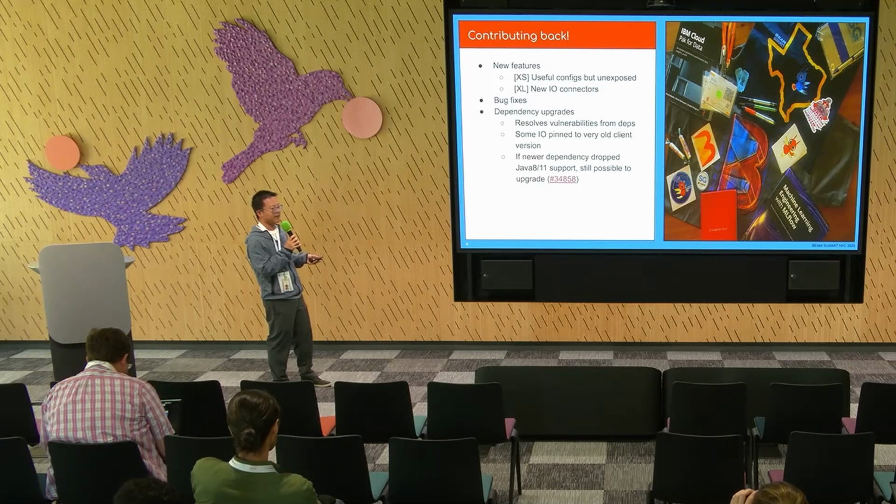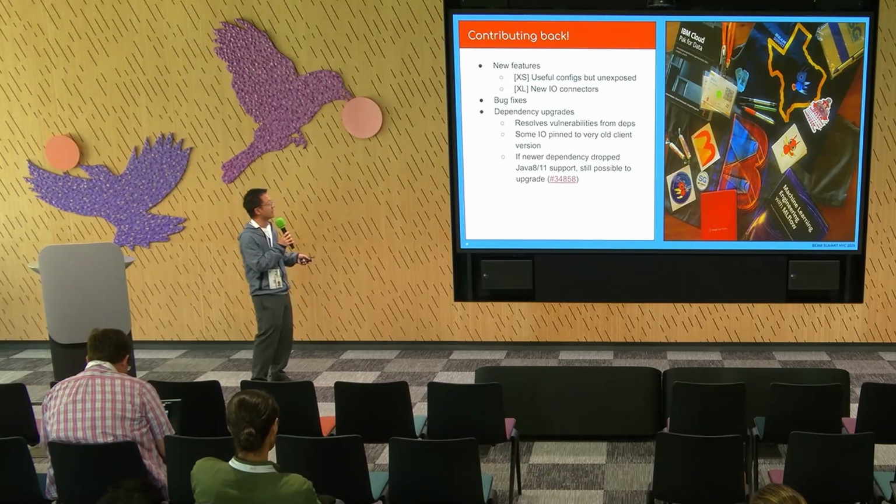So now you have patched Beam code that adds some functionality or fixes some bugs, and we highly recommend you contribute back if you find it can be generalized and other users can benefit from it and from the new features. New features can be very tiny, like a one-line code change if some config is not exposed, or a whole new I/O connector, or some runner improvement, a bug fix, or a dependency upgrade. These are all very popular contributions.